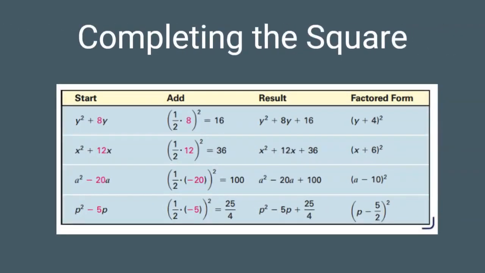Here are some examples from your book on page A29, example 10. I'm not going to go through all of them, but you can see here for the first one, y squared plus 8y. In order to complete the square, I'm going to find the coefficient 8, divide by 2, which equals 4, and then square that, which is 16. Once I know that, I can add 16 to both sides of the equal sign and find that the factored form is going to be y plus 4 squared. You will work through some of these other problems on your own time.